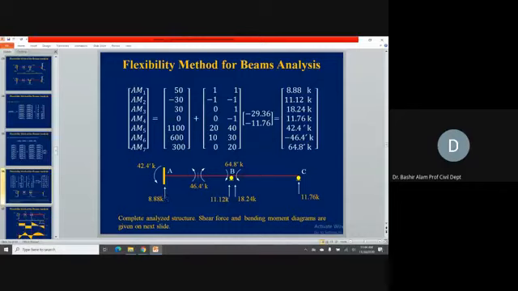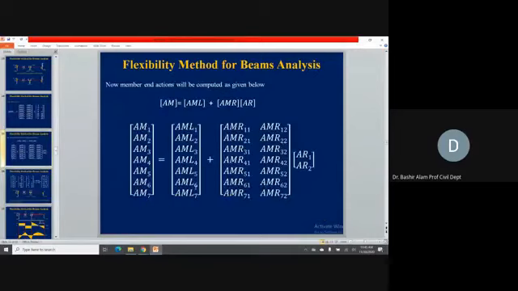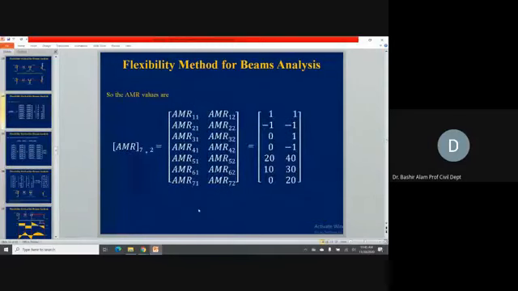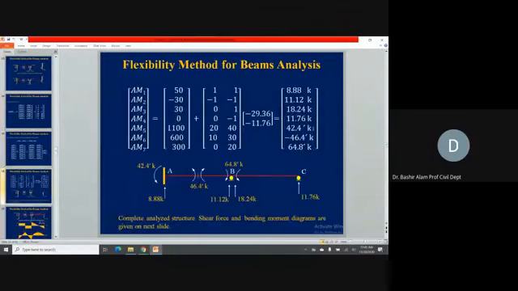11.12. So shear just to the left is 11.12. Just to the right, 11.24. Then at C, we have 11.76. Then the moment was 42. This was coming 46.4. It should be with a minus sign there. Let's see now. Here it is minus 46.4. This is why the direction is reversed now. This direction is reversed. And here AM 7 is plus 64, so plus 64.8 we record here.